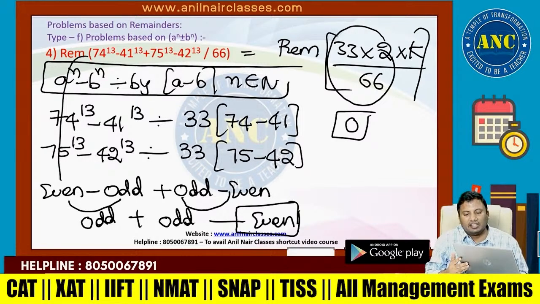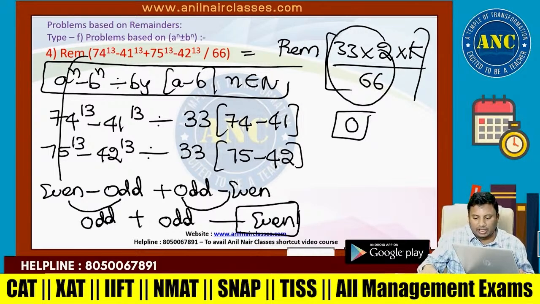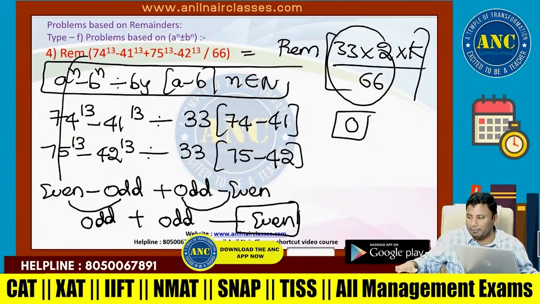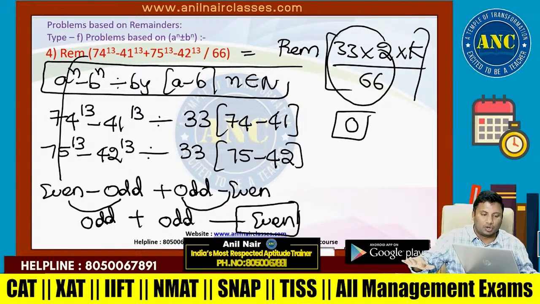Numerator is an even number and divisible by an even number and divisible by 33, right? So even number into 33, 66 into any number divided by 66. Answer remainder is 0. Fourth problem, I hope it is clear.